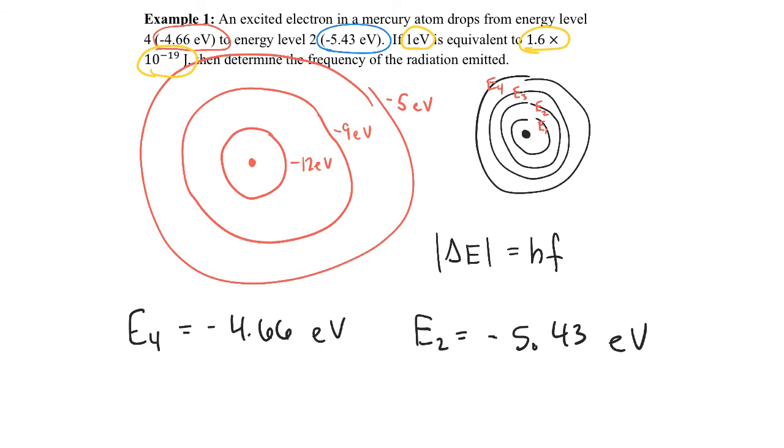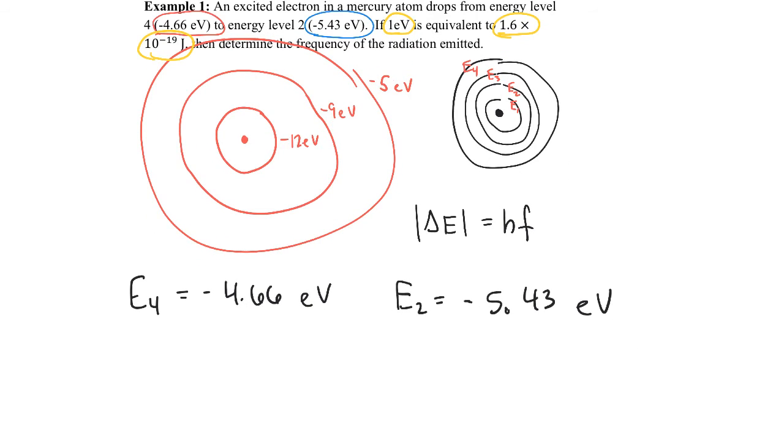EV stands for, what's the word? Electron volts. Very good. So we cannot leave this in EV. We're going to have to convert it to joules using that yellow conversion factor. But let's approach the problem first as if we're using this. So how do I find the difference between these numbers? I subtract them. So let's go ahead and subtract those two numbers.